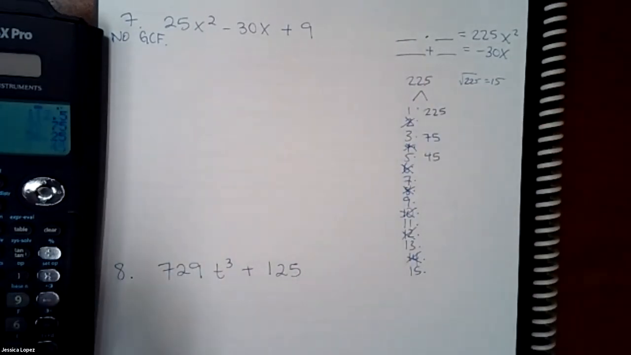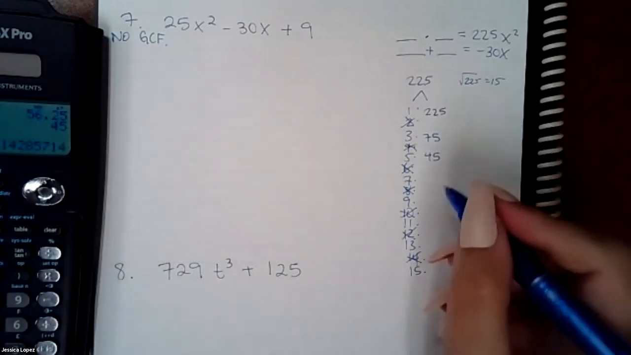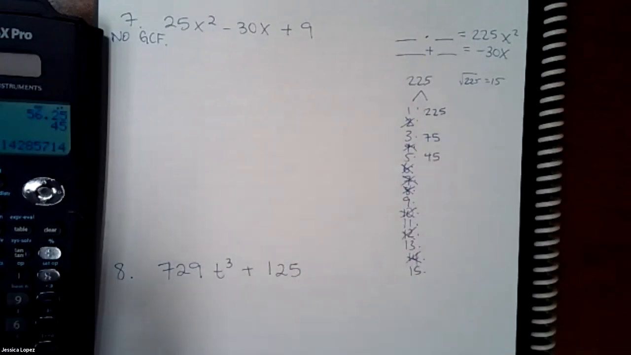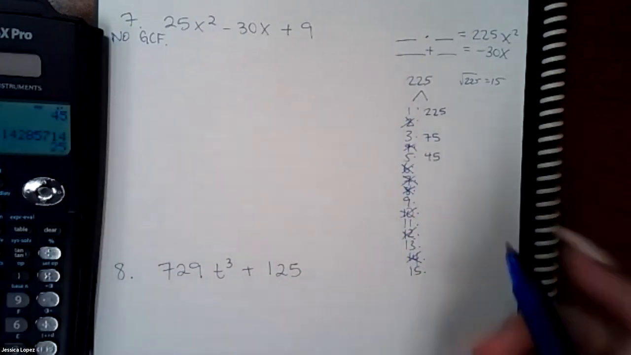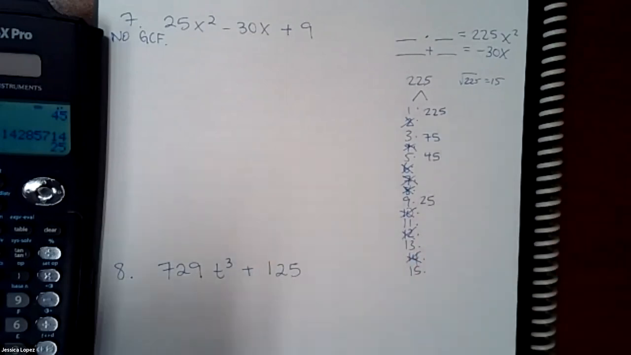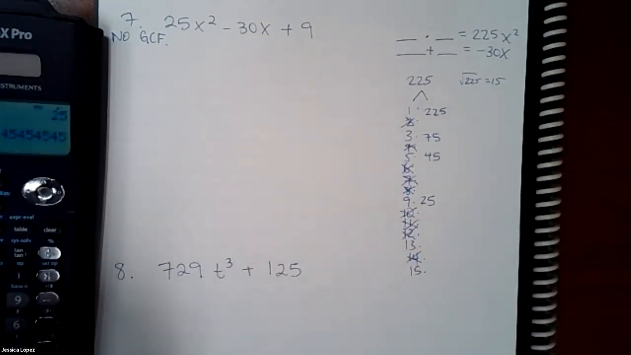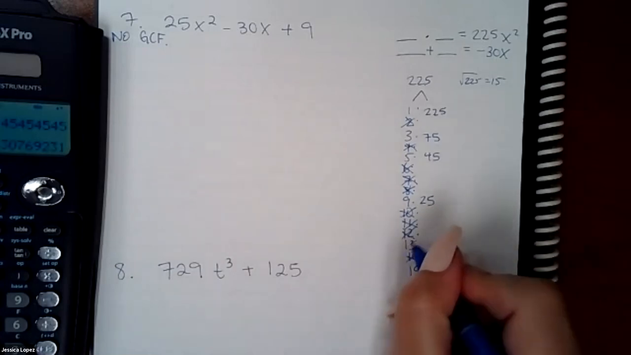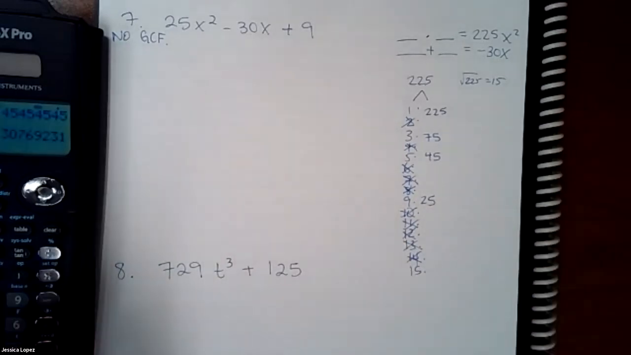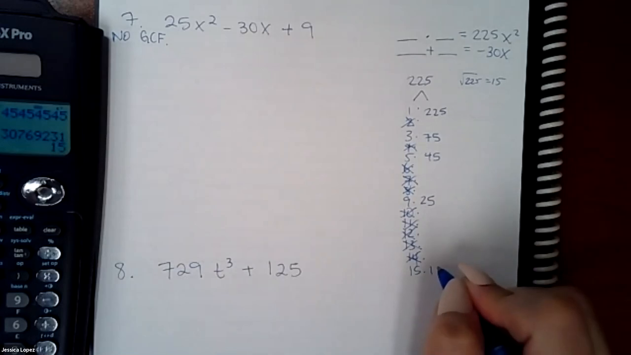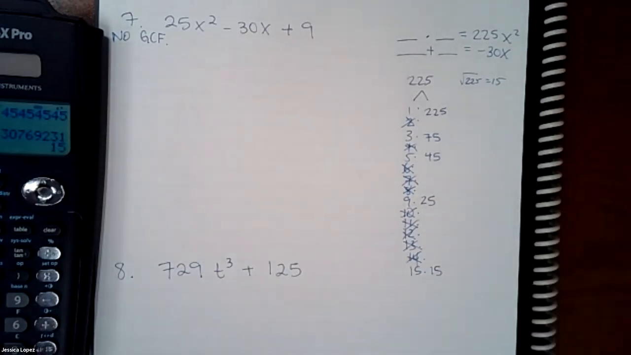But I do still need to try the odds because I really have no idea which of those odds are going to work. So 7 gave me a decimal. Oh, nine. Well, that's where I got the number from. 11 gave me a decimal. 13 gave me a decimal. And I think 15 is going to give me 15. Yeah. Okay, so this is all of them. You know, I tried them, but those are the only ones that work.